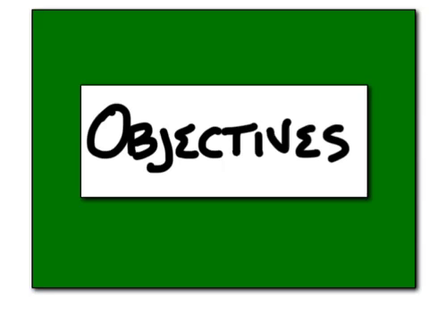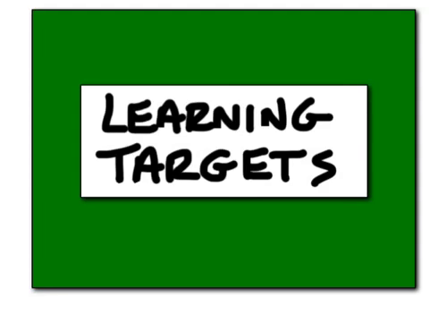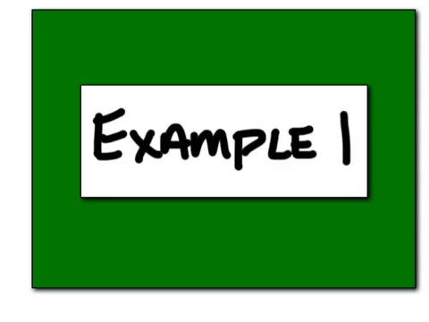We're moving on. Objectives for today. We're going to review what we did yesterday by solving the polynomial equations like we were doing. And we're also going to be doing simple and compound probability. Our learning targets. We're going to be solving the polynomial equations in the form x squared plus bx plus c equals 0. And also solving problems with simple and compound probability.